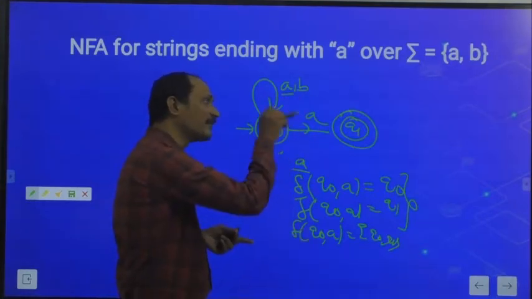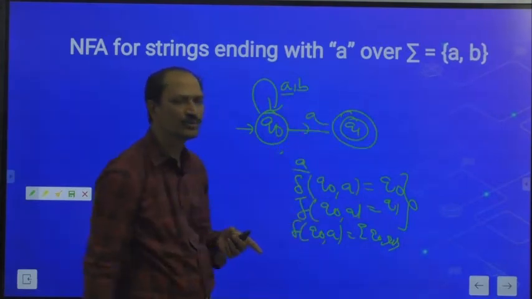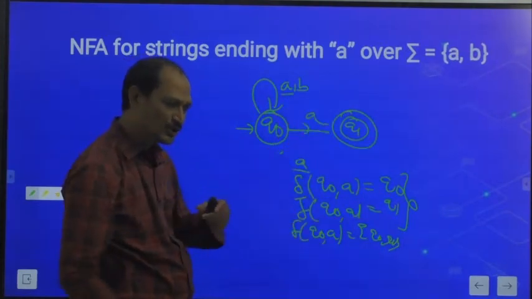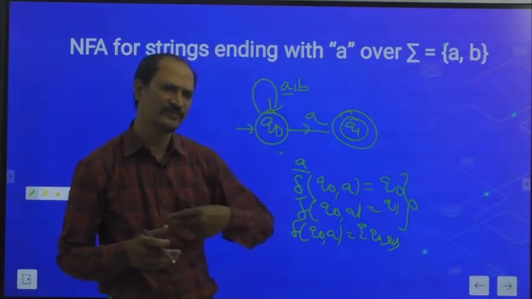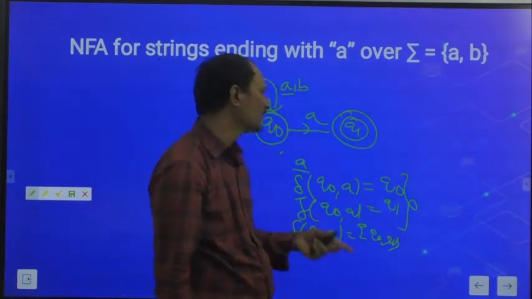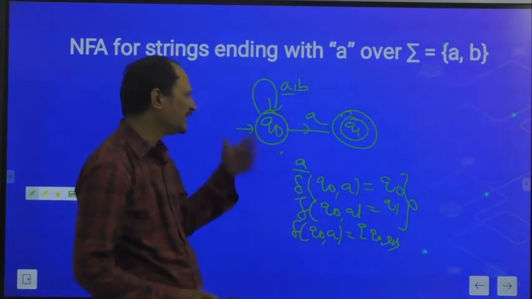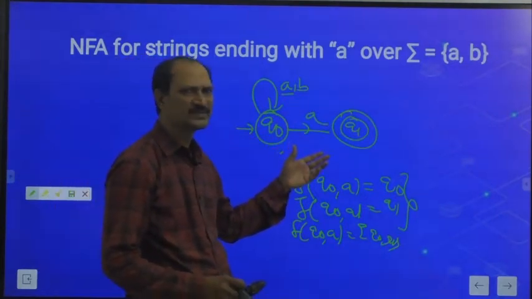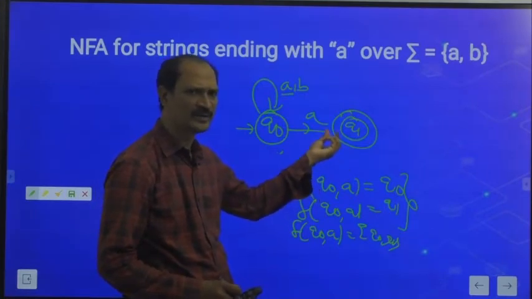Okay, but I am having one more path with the application of the same input symbol A. I can go and reach the final state. So you show me one path from where I can reach the final state. If you are able to show it, it's an NFA. So this is a fundamental difference between the DFA and NFA. In DFA, all the states should consume all the input symbols. That is the thumb rule of DFA.